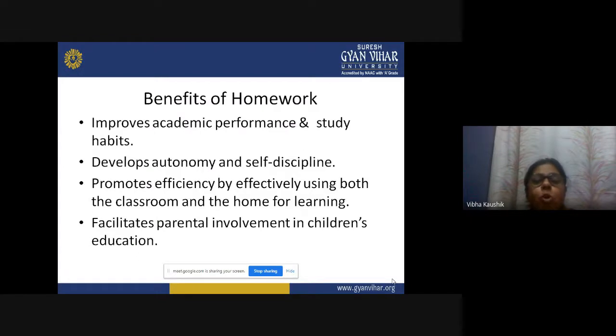Now, benefits of homework. What are the different benefits of giving homework to the students? Improves academic performance and study habits. If a teacher has given some homework to the students, it will definitely improve their academic performance. They will achieve better if the teacher is regularly giving students homework, practice sessions or assignments. And it will develop or improve in them the study habits.